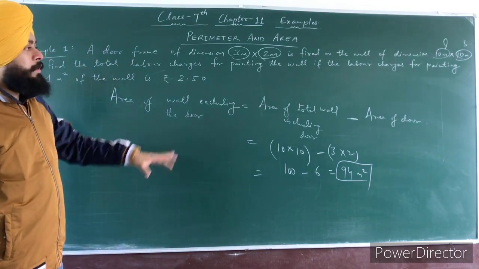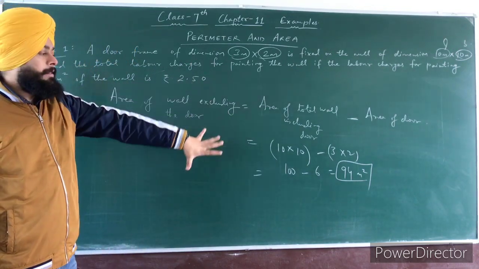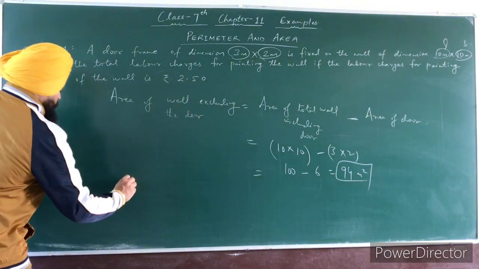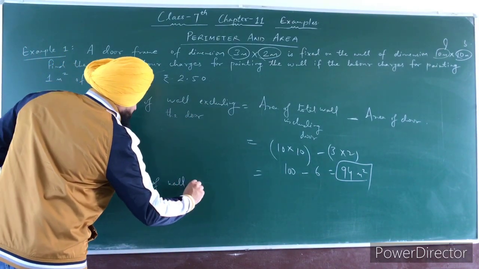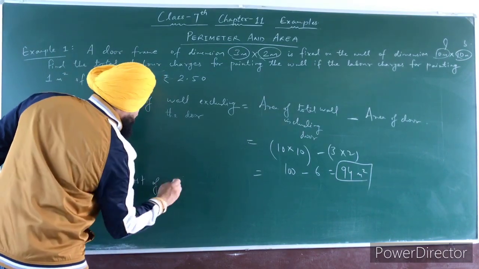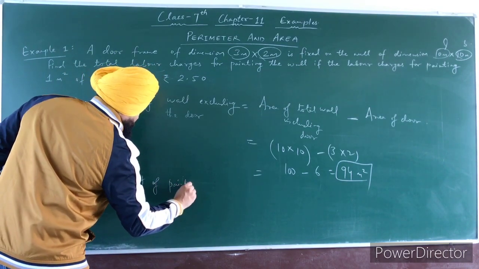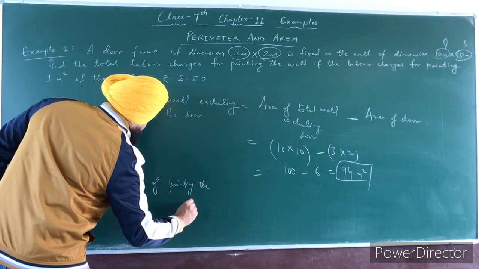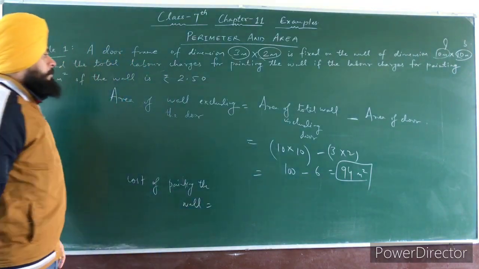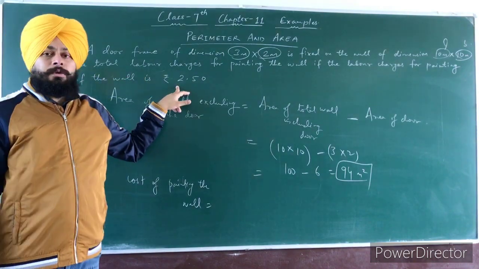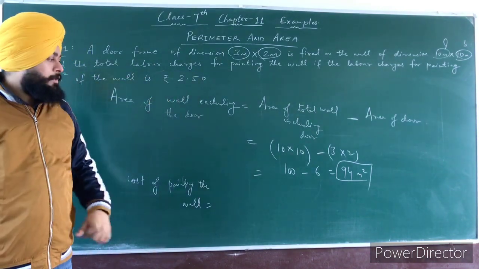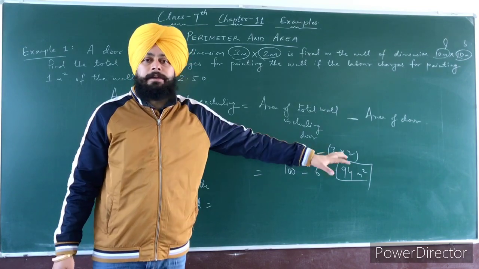Now we have to find the cost of labor charges for painting this wall. So the cost of painting the wall: the cost of 1 meter square area is rupees 2 and 50 paise. So we have to find the cost of 94 meter square area.